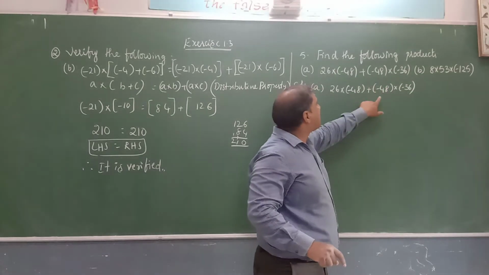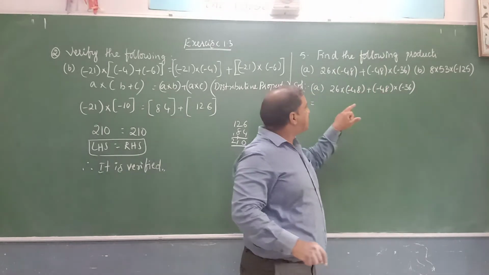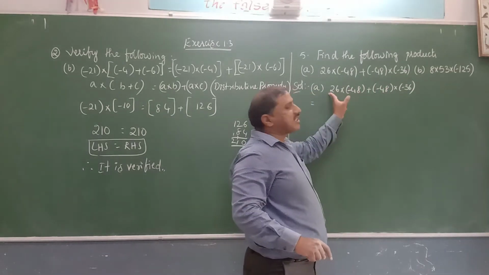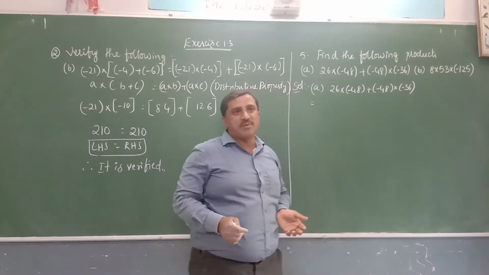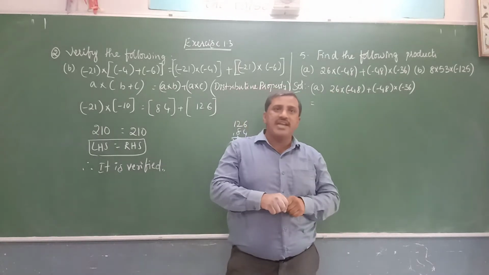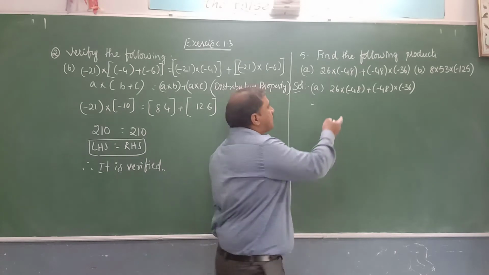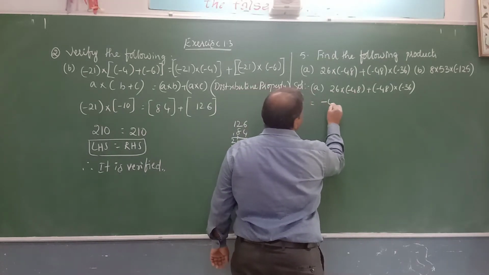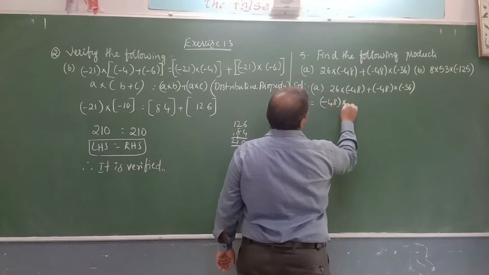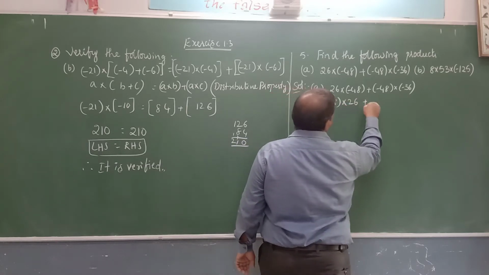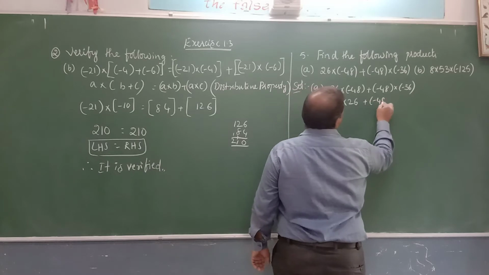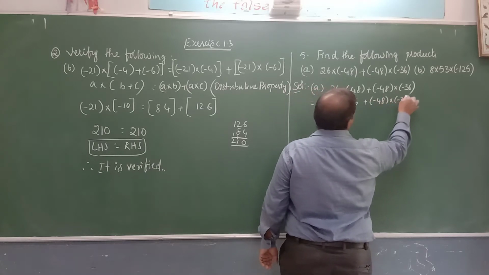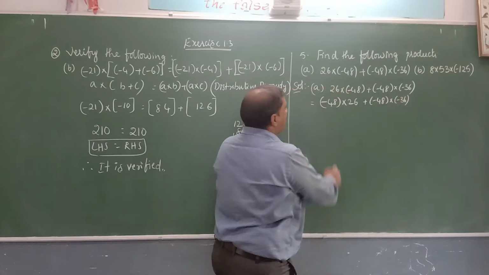So we just reverse the numbers by using the commutative property. The commutative property states that a into b is equal to b into a. By changing the order of these two numbers we get the same product, that is minus 48 is multiplied with 26 plus minus 48 is multiplied with minus 36. Now in which form is it?